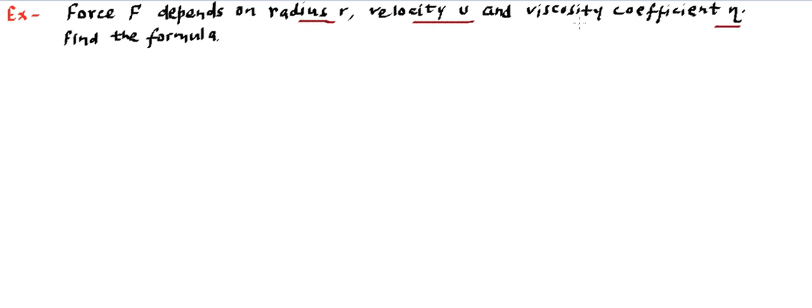The detail of this question will be learned later on. But in short, the quantity that is force is dependent on the radius of the spherical object which is moving with velocity v in a medium having viscosity eta. And this is expecting us to find the formula of force using dimensional analysis. So we can use dimensional analysis to find the formula of force which depends on these physical quantities.